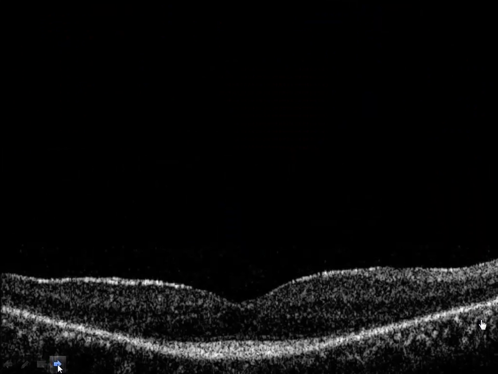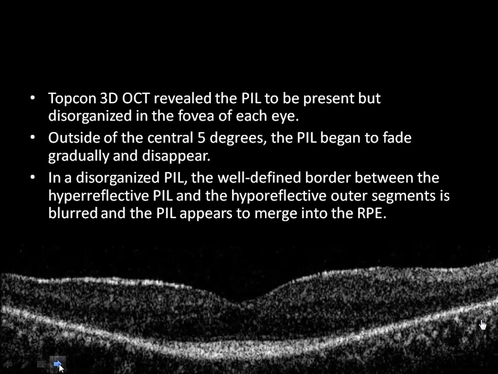Here's another patient who's a little bit more progressed. Acuity here is starting to drop to about 20/30. We can see there's certainly more tissue centrally. So the PIL is present, but it's not fully normal. It's starting to collapse itself onto the retinal pigment epithelium. But as you go out a little bit, half a millimeter or so, we can see the PIL pretty much disappears. This is typical for retinitis pigmentosa as it progresses.